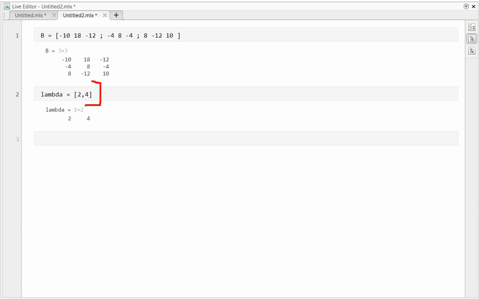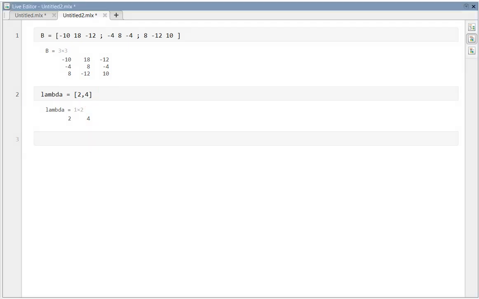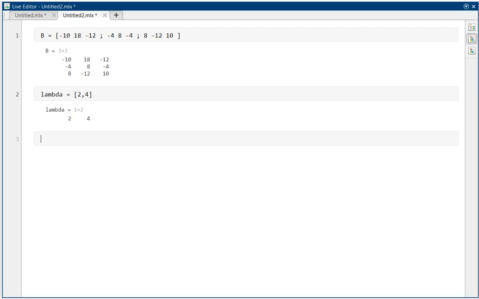So I just created an array lambda 2 comma 4. Now I know, just reminding myself what the eigenvalues are. Let's actually talk about how to find the eigenvectors. You have to remember that we have this A minus lambda I, and I just want to show you. I can do B minus, and I'm going to take the first eigenvalue of 2 times I3, where I is the 3 by 3 identity matrix, and there we go.